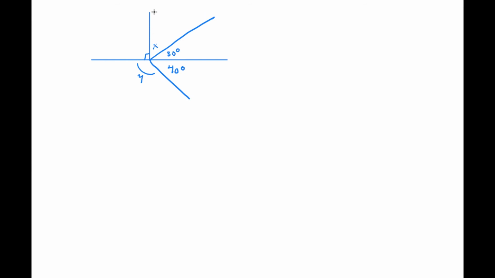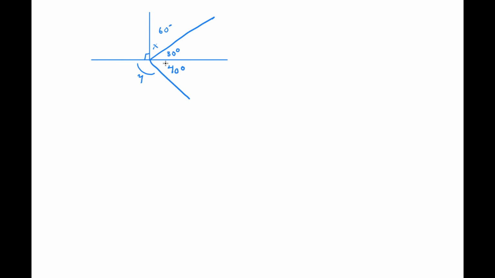All right, pretty quickly, we know these two are perpendicular because this is 90. So what that means is these two angles are going to be complementary, so they're going to add up to 90 degrees. So if this is 30, X is going to be 60, right? We see that.